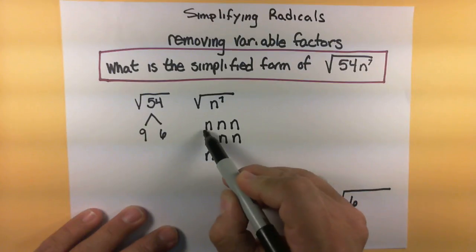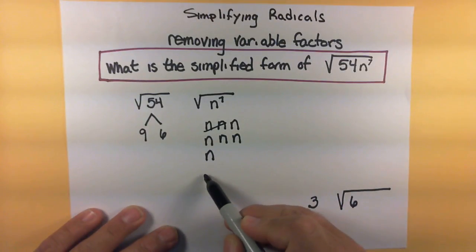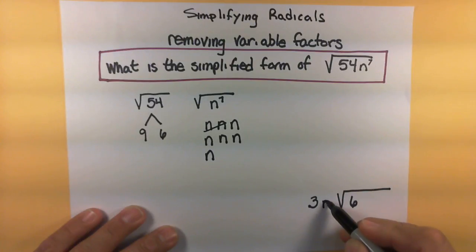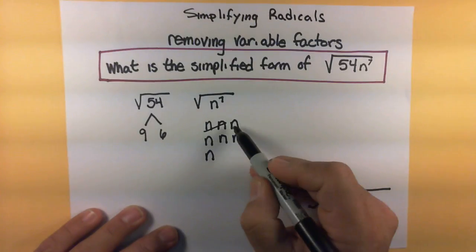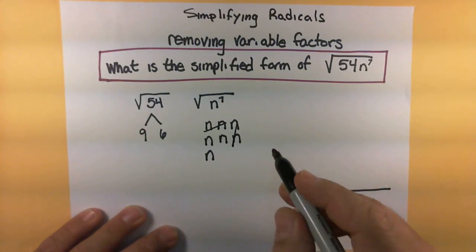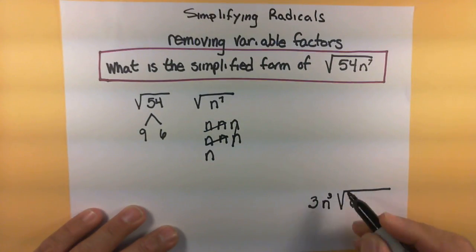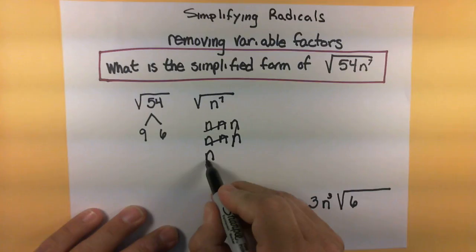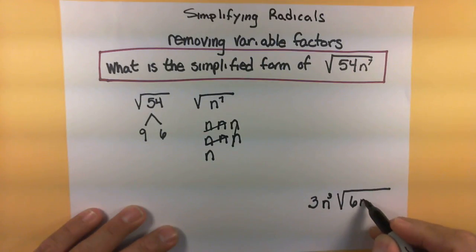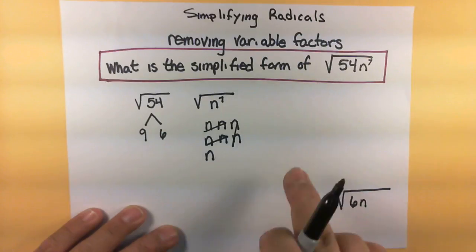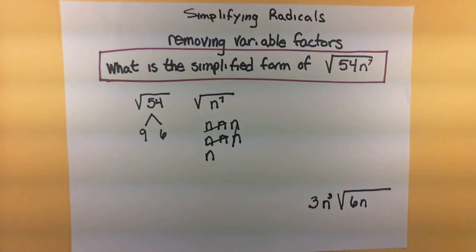We're going to take pairs, and we can leave them outside. That's 1. That's another pair, so we'll have 2. There are 3 pairs, so we can put n to the 3rd. One n is not paired. We leave it left inside, and we now have the simplified form of the square root of 54n to the 7th.